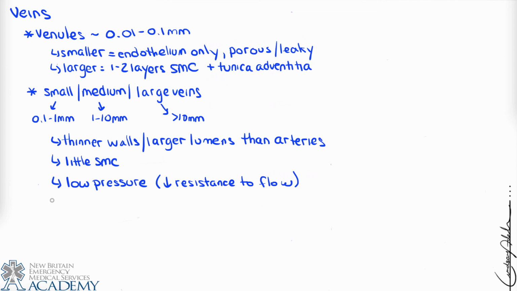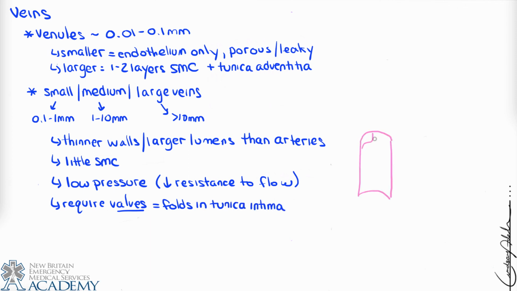But also the veins will contain valves. The valves are basically folds in the tunica intima, and they're very similar to the valves in the heart. They sit nice and closed, and then the blood flows up through it, opening the valve, and then with any backflow, the valve will close on itself and prevent that blood from traveling beyond the valve in the backwards direction.